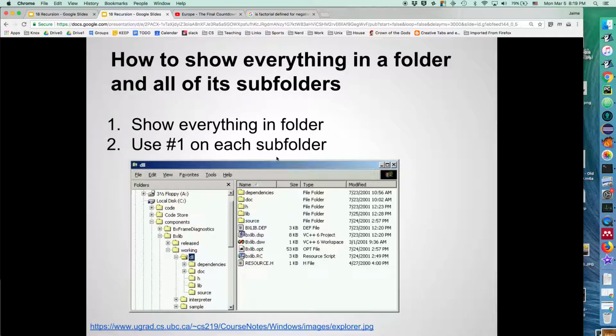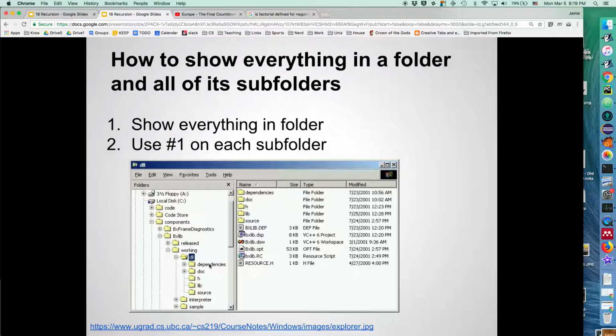So first of all, what if we want to show everything that's in a folder? Well, show everything in the folder, and then if something's a folder, well, just do the same thing we just did on the subfolder. Right, so let's think about this. Here's the C drive. What's in the C drive? Well, C drive is a folder. What does it have in it? Well, it has a bunch of folders. Some of those folders have in them folders, which have in them folders, and so on, but also some files.